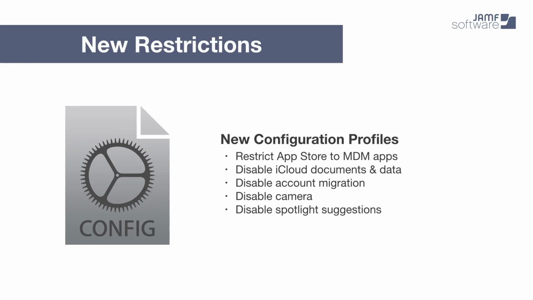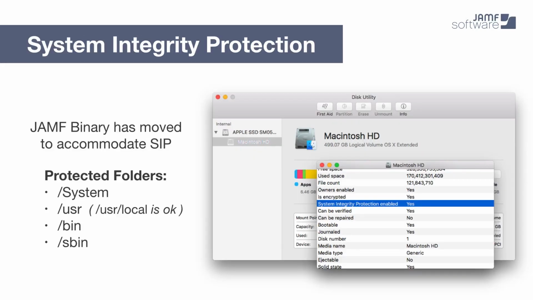One big underlying technology that's new with El Capitan, though, is something called System Integrity Protection, or SIP, or it was known as rootless for a while too.